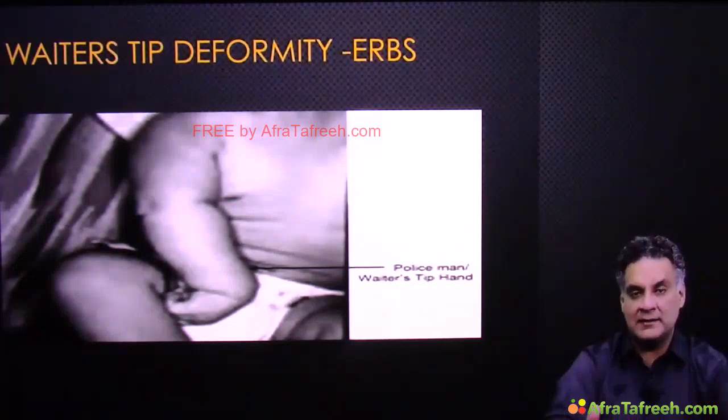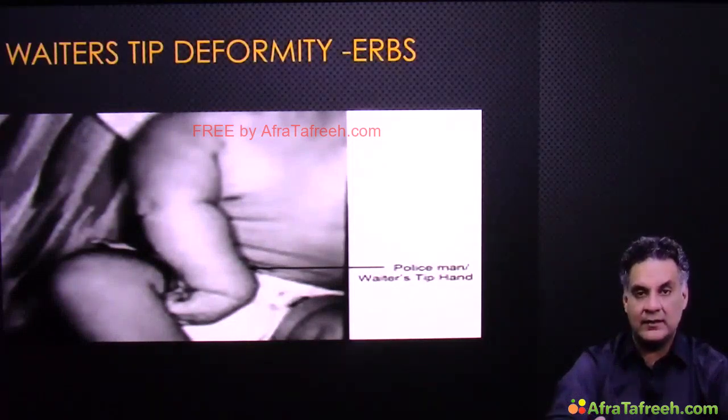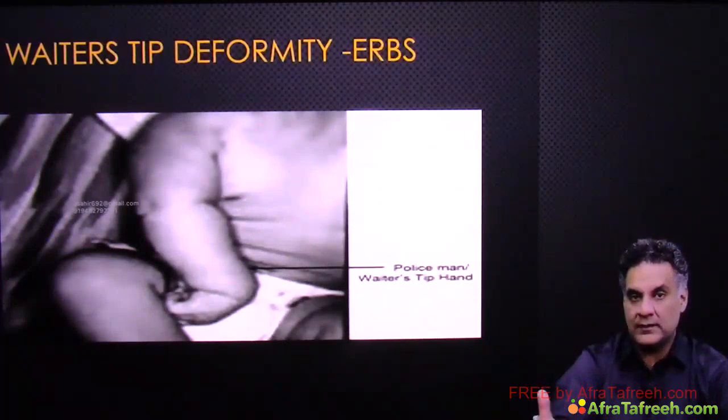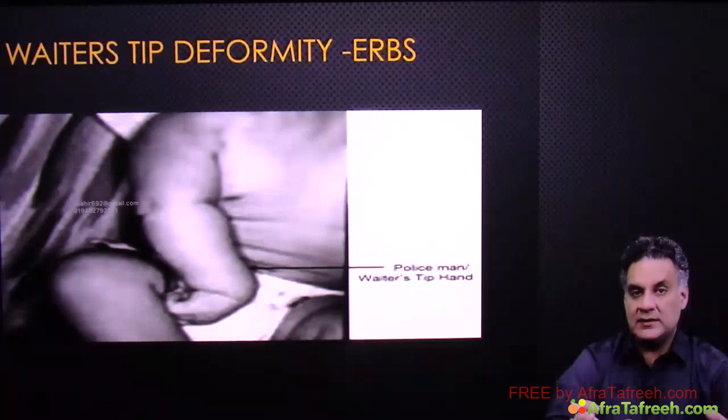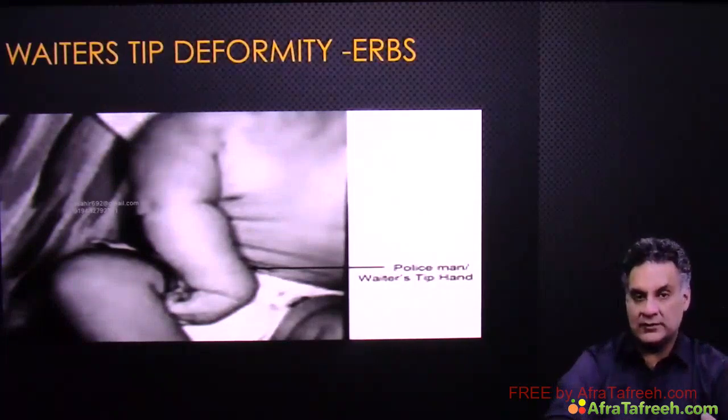Brachial plexus palsy. It's made by the nerve roots C5, C6, C7, C8 and T1. The commonest brachial plexus palsy is involvement of the C5 and C6 nerve roots, the Erb's point, and the patient will present with a policeman tip deformity or a waiter's tip deformity. This is a spot diagnosis.